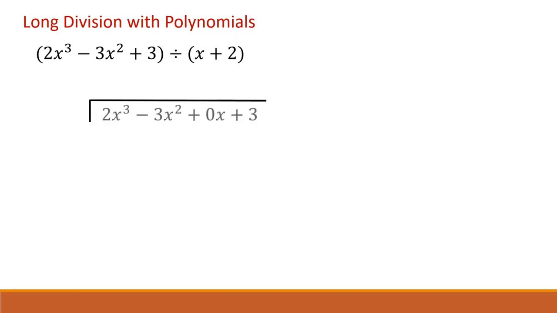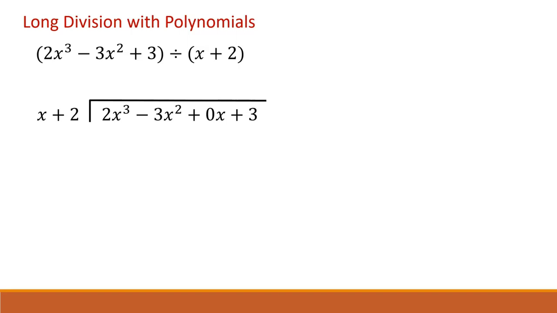So first, let's set up our problem. We have to take the 2x to the third minus 3x squared plus 3 and divide it by the x plus 2. But I want you to notice something. The 2x to the third minus 3x squared now has another term added to it, which is the 0x. The reason for that is that we need to have every possible degree of our polynomial represented, starting with the highest degree term all the way down to our constant term.